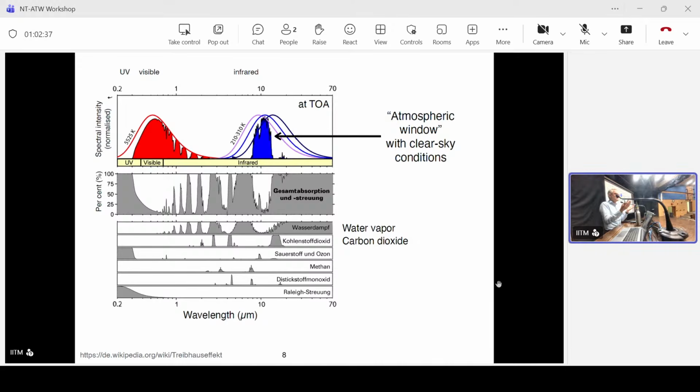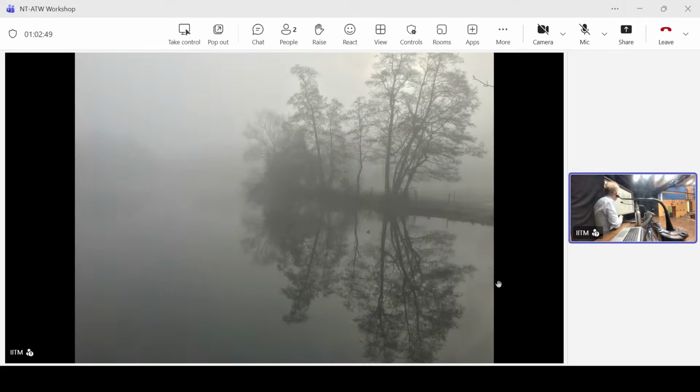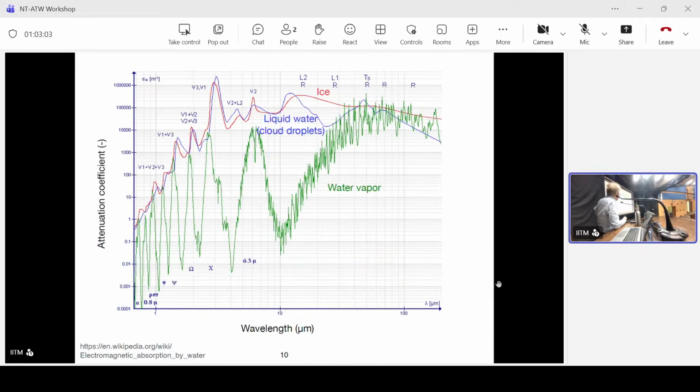Does that make sense? And I think from this you can already infer and explain some of these patterns that we saw a few slides ago, and I'll get into that in a minute. So this is when you have cloudy conditions. This is a foggy day in northern Germany. Very strong greenhouse effect, and there the CO2 absorption band is not very prominent.